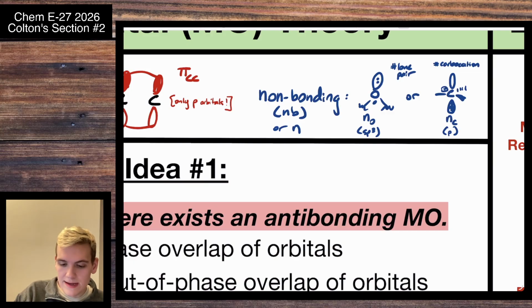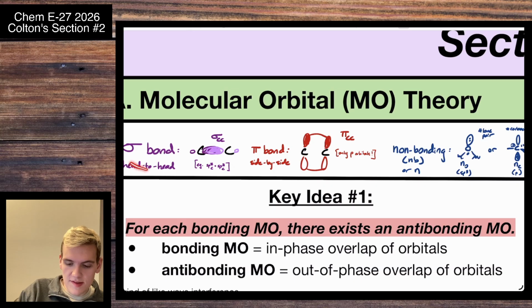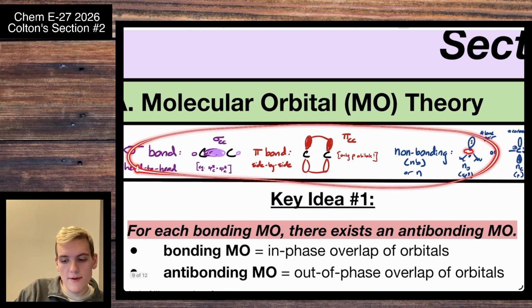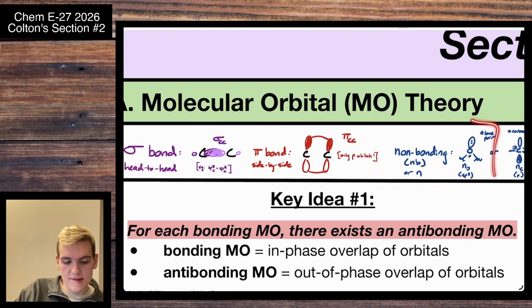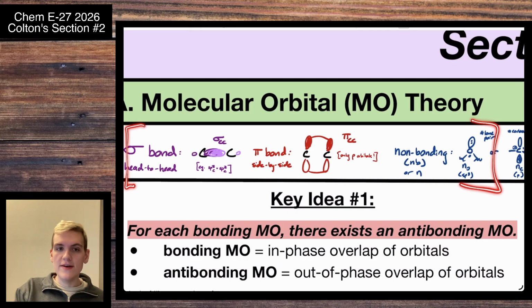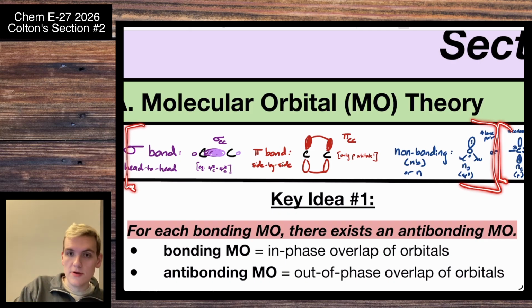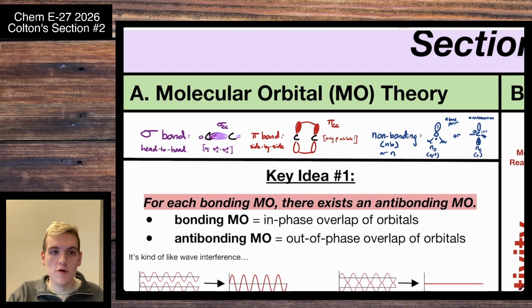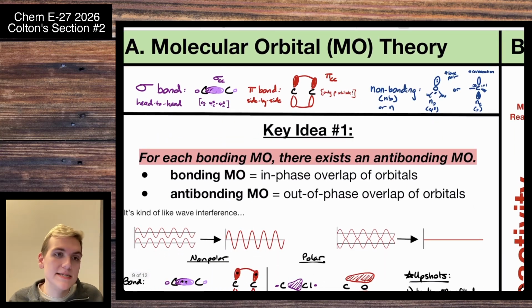So importantly, all of these that we've seen so far, pi, sigma, and lone pair, not the carbocation, are orbitals that are filled with electrons. Carbocations notably have an empty p orbital. But the first key idea of molecular orbital theory is that for every bonding molecular orbital, we also have an anti-bonding molecular orbital. So I want to go back to that idea of waves.